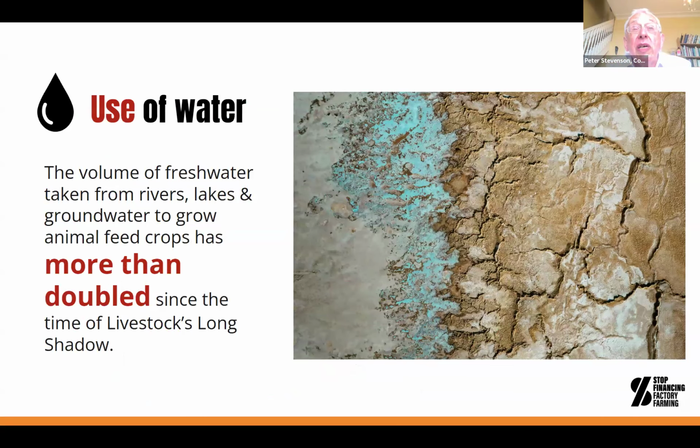Huge amounts of water are withdrawn from rivers, lakes, and groundwater to sustain animal farming. Very little of this is for the animals to drink or clean their housing. Over 90% is used to irrigate animal feed crops. And since livestock's long shadow, the amount of global water being used each year has risen from 112 to 257 cubic kilometers, an increase of 129%.